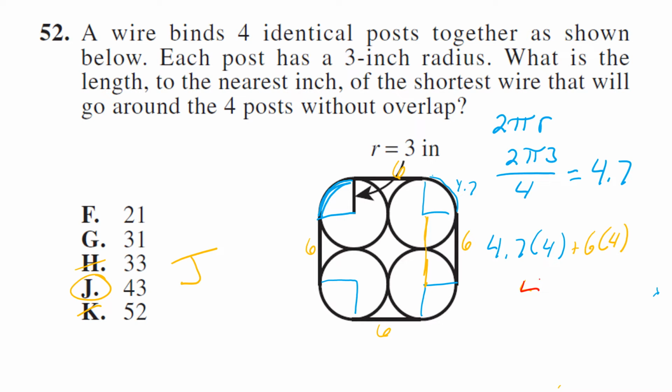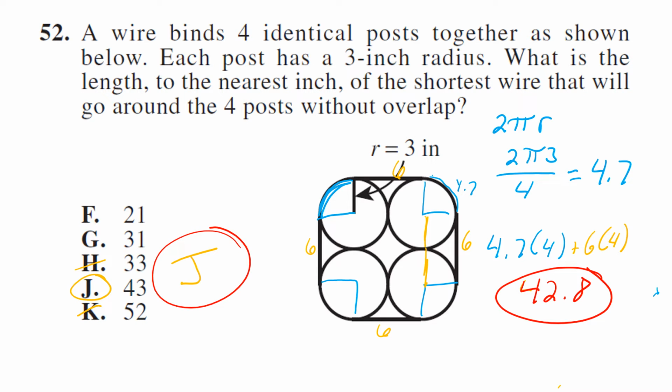Put that in red. 42.8. So if you wanted to be precise, you could. I would just ballpark it and make this one quick. To me, that's a super fast answer because you know it's bigger than 33 and smaller than 52. So a 15-second question that's a number 52.